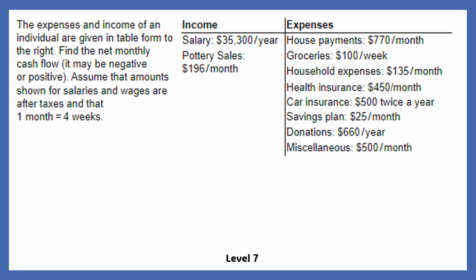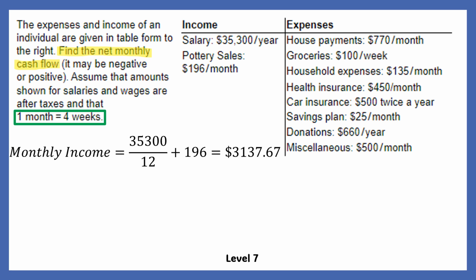For this one, we're going to assume that 1 month is 4 weeks, just to simplify our math a little bit. We have our income as a salary, plus we have some extra sales that we sell for pottery. And so we're going to find that net monthly cash flow by first finding the average monthly income from each of those sources. So the monthly income being, well, we're going to take that yearly salary and divide it by 12. And then the pottery sales is already in a month, so we're just going to say plus 196.